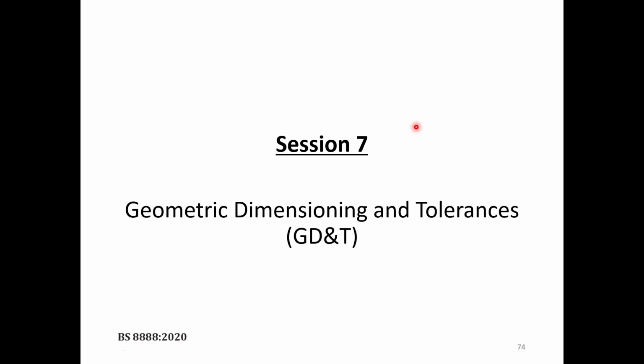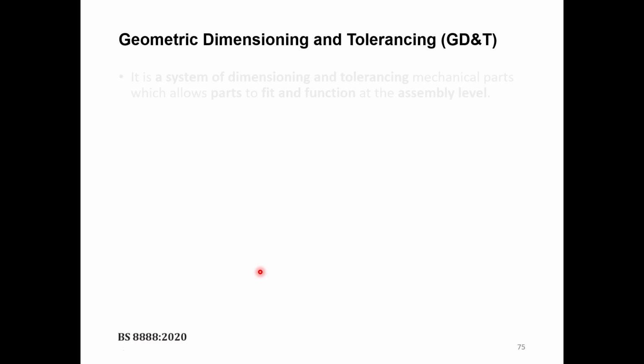Hello again. This is the beginning of session number 7, where we are going to introduce briefly the geometric dimensioning and tolerances, what is called GD&T. So what is GD&T? GD&T is a system of dimensioning and tolerancing mechanical parts, which allows parts to fit and function at the assembly level.